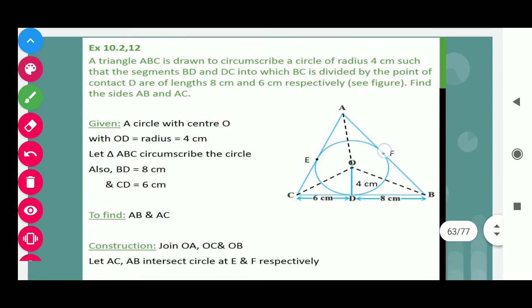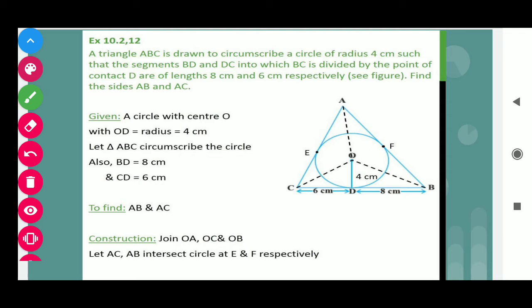And students, let's start exercise 10.2. Here we have question number 12. A triangle ABC is drawn to circumscribe a circle of radius 4 cm such that the segments BD and DC into which BC is divided by the point of contact D are of lengths 8 cm and 6 cm respectively. Find the sides AB and AC.